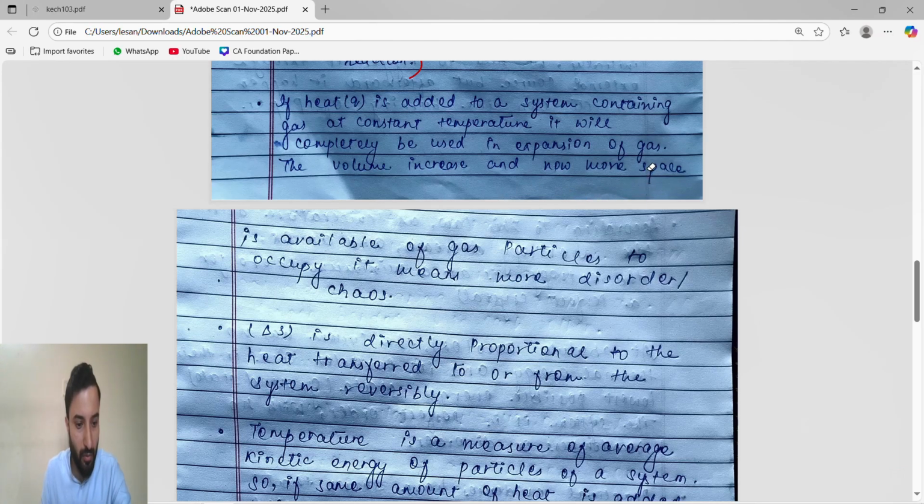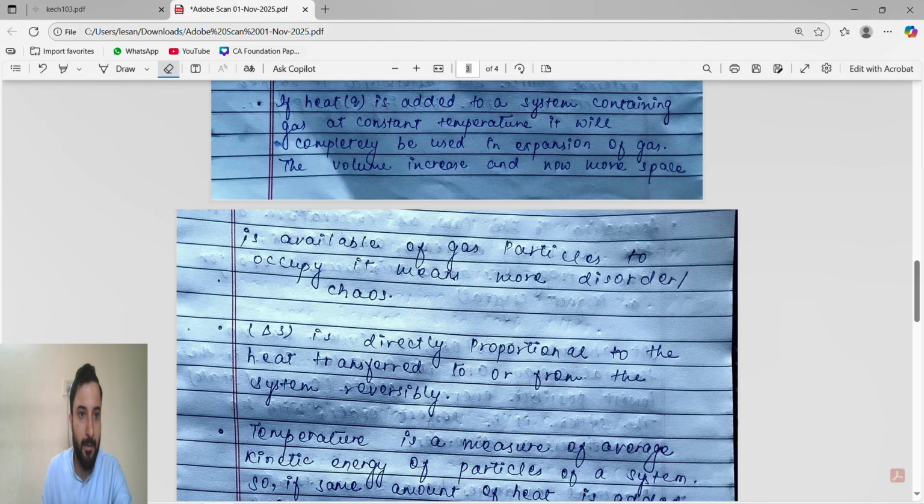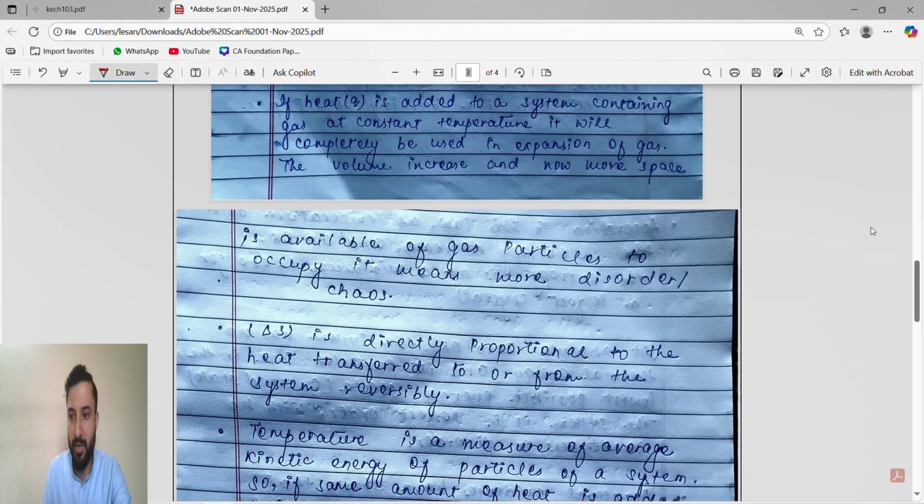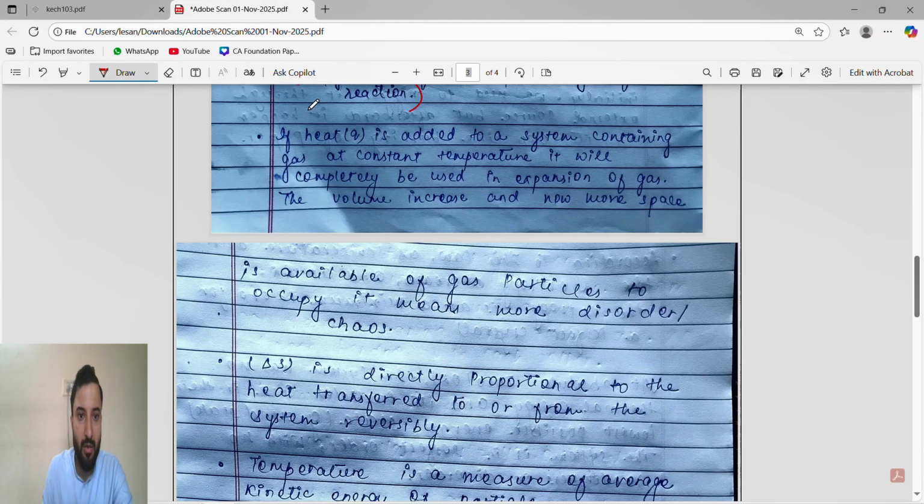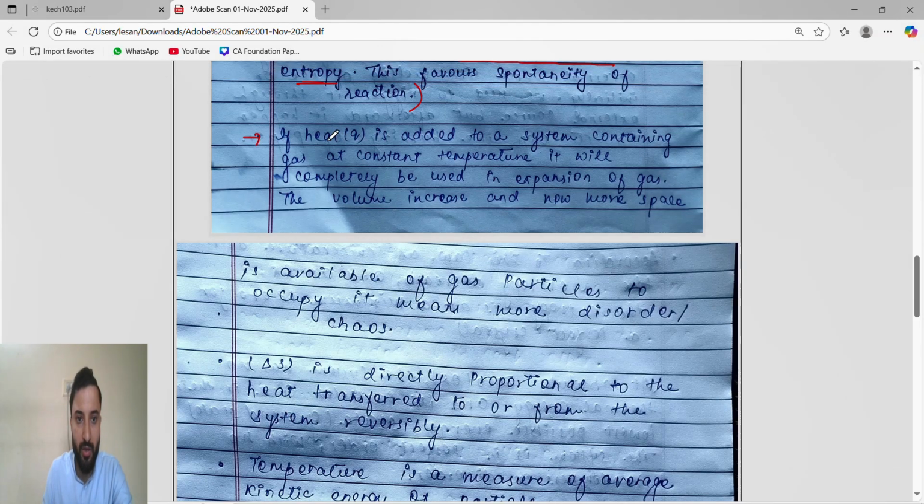Okay, so next thing is we will see this. Chalo bhaiya, ye important hai, dekh lo bhaiya. After that we'll write this point from here.